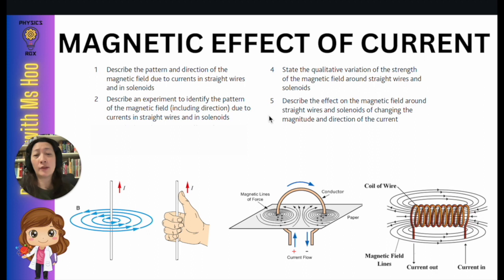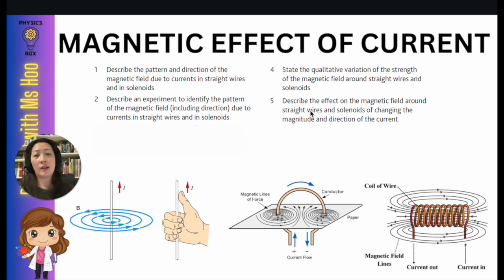Now you also need to be able to describe an experiment to identify the pattern of the magnetic field, including direction, due to currents in straight wires and in solenoids, which is similar to what we saw in the previous slide, using a compass and iron filings.